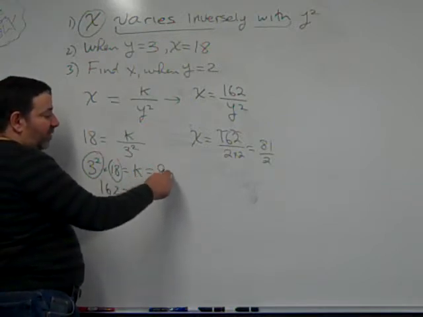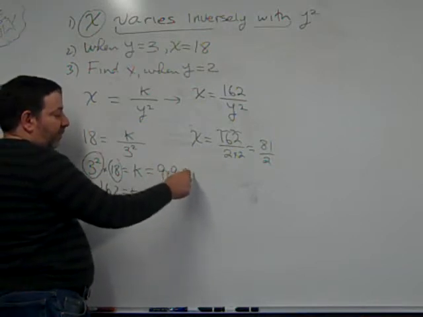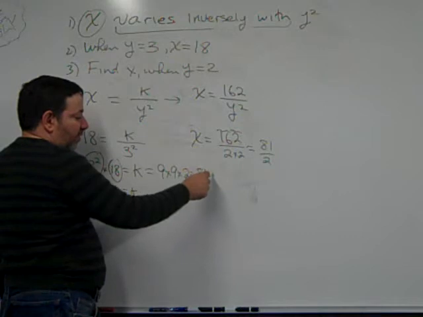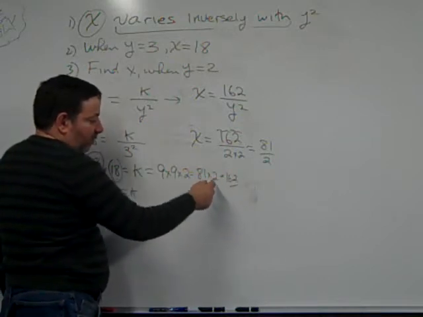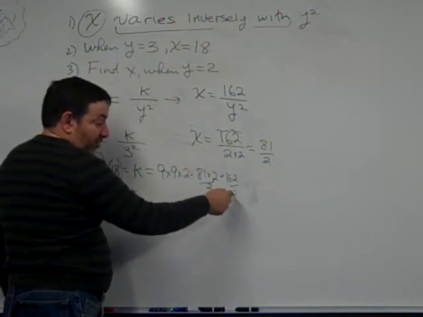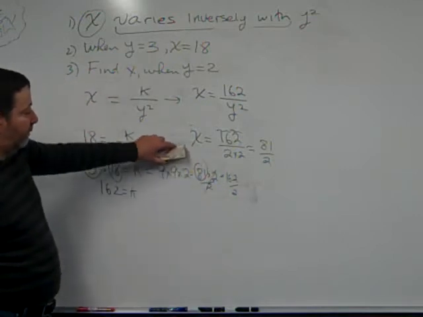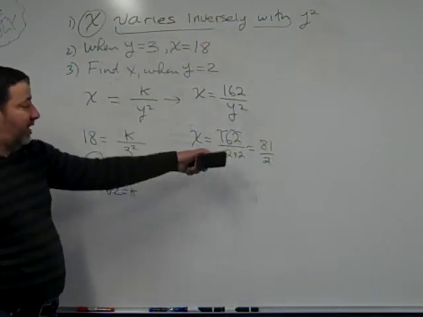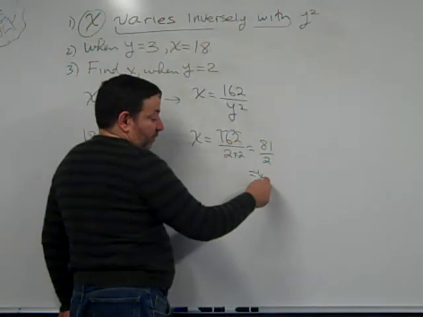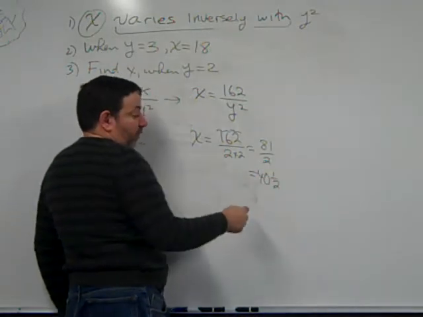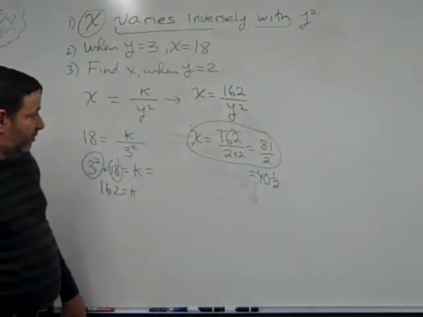Remember, it was 9 times 18, but I wrote 18 this way. 81 times 2 is 162. So dividing by 2 is just 81. So the answer is x is 81 over 2. If you prefer, it is 40 and 1/2. X is 81 divided by 2.